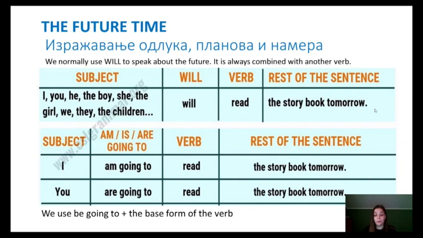We use be going to plus the base form of the verb, so similar to will. Subject plus be going to plus the verb plus the rest of the sentence. I am going to read a storybook tomorrow. You are going to read a storybook tomorrow. The boy is going to read a storybook tomorrow. We have to note that the verb to be is used in its appropriate form: am, is, are.